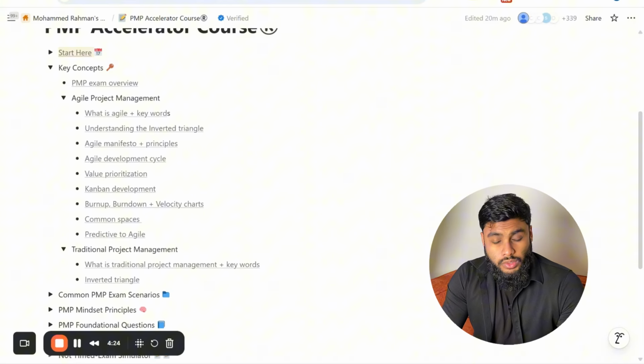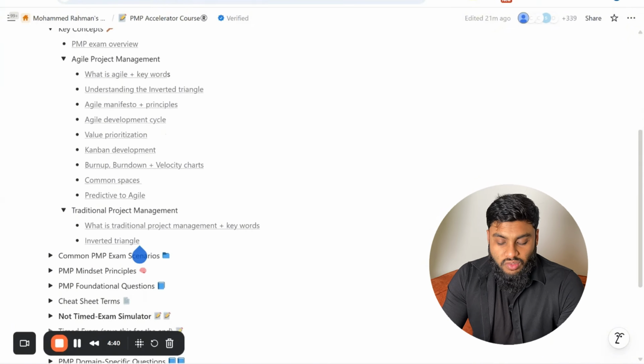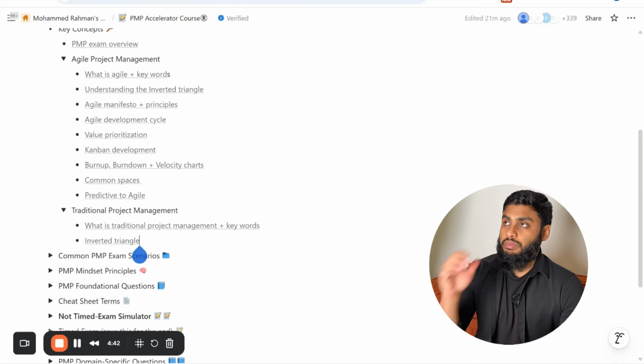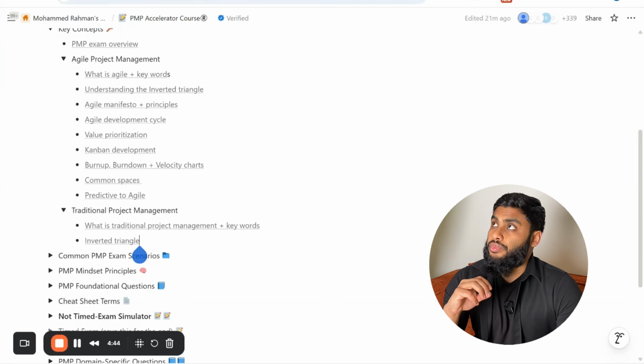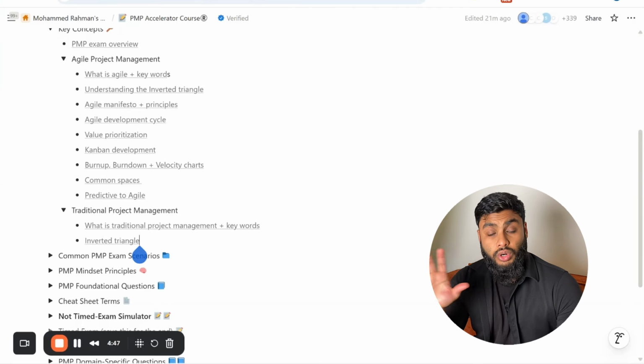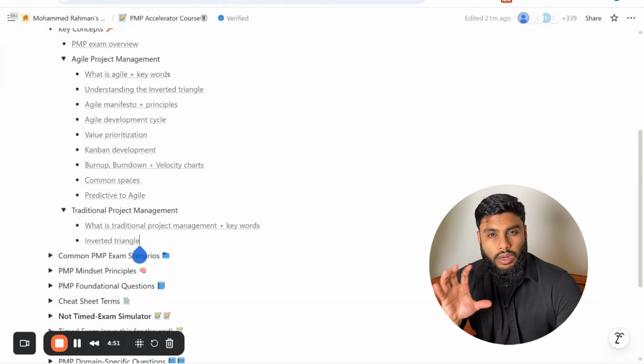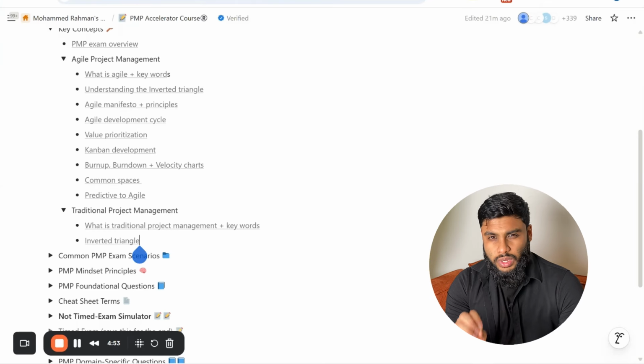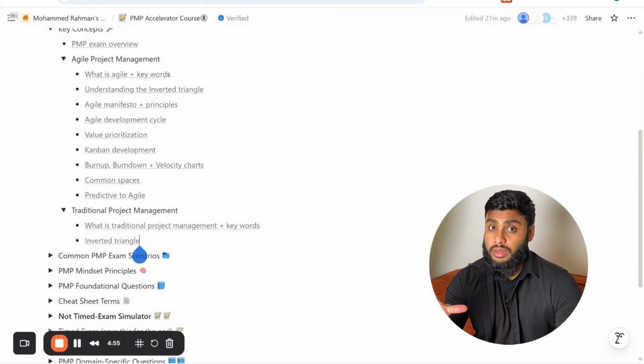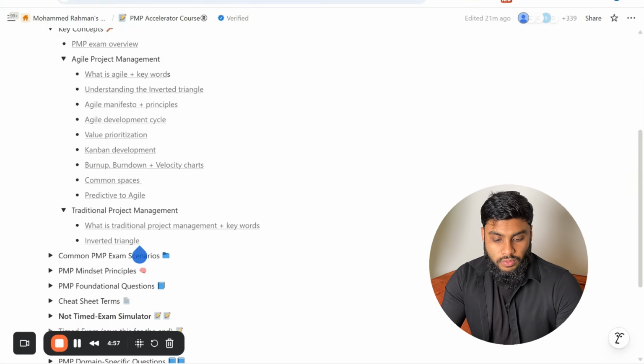You got Kanban development, so your Kanban boards, what happens, the entire process of Kanban. Again, have an overview of it. You got your burn up, burn down, and velocity charts. Okay, so some people will get a burn down or burn up chart on their exam or even a velocity chart. You have to know how to analyze it. Don't go too deep, don't get too technical, just understand everything from a general perspective.